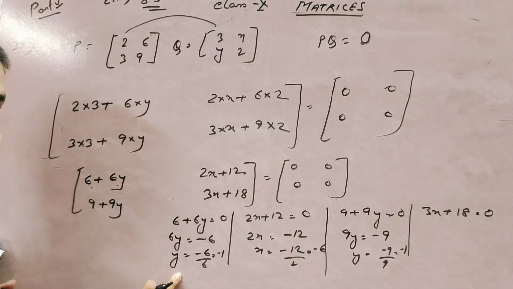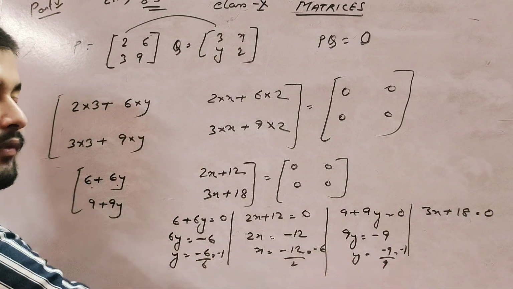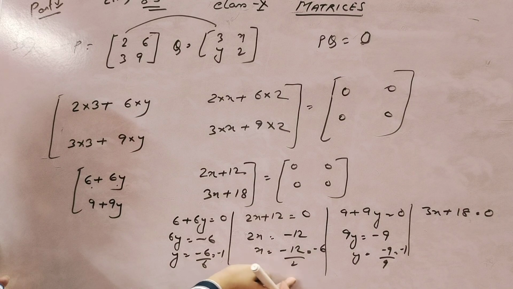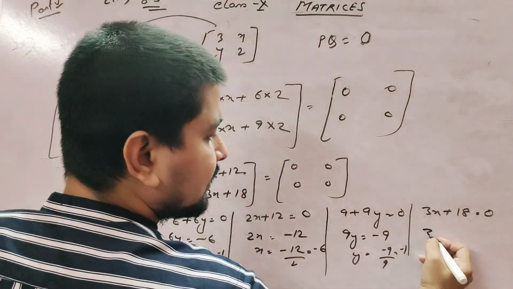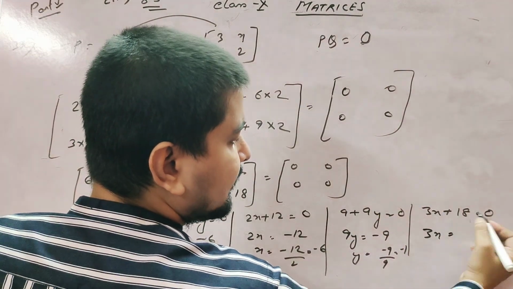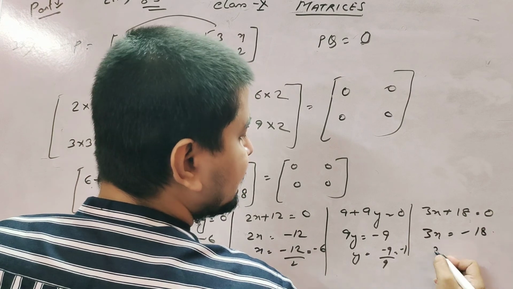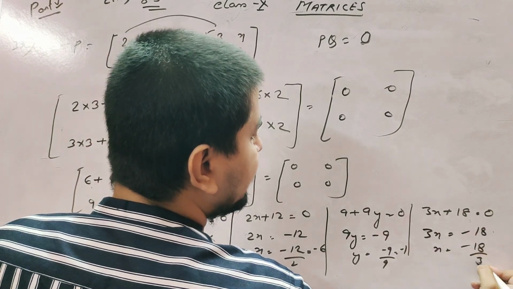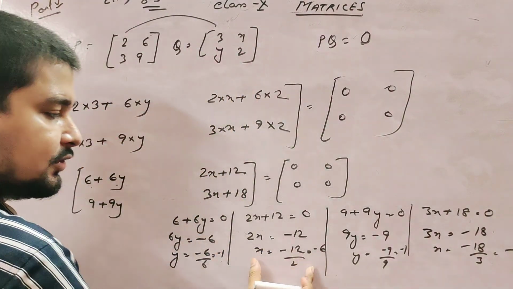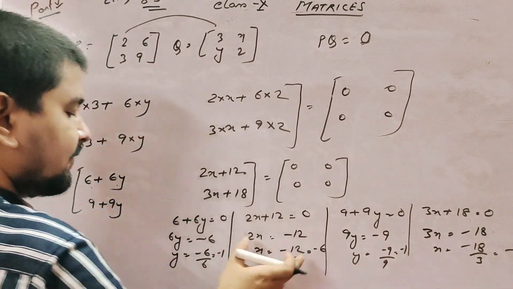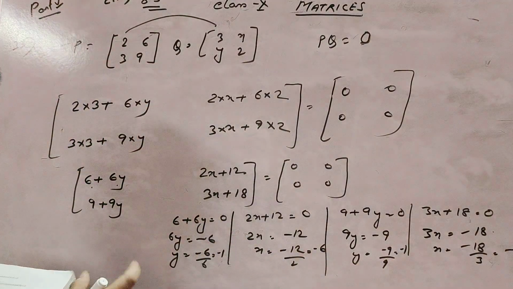So you see again we get the value of y is minus 1 here, y is also minus 1 here. We get the value of x is minus 6, you see here 3x plus 18 going this side is minus 18, x equals minus 18 by 3, that is minus 6. So the value of x is minus 6 and y is minus 1. Okay, note.